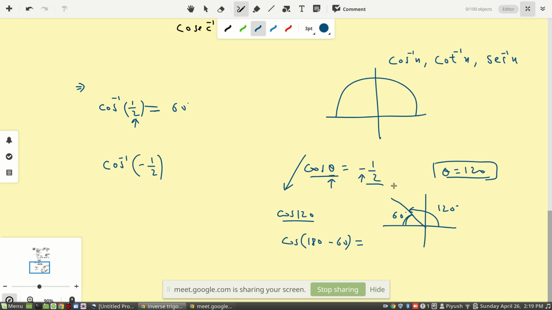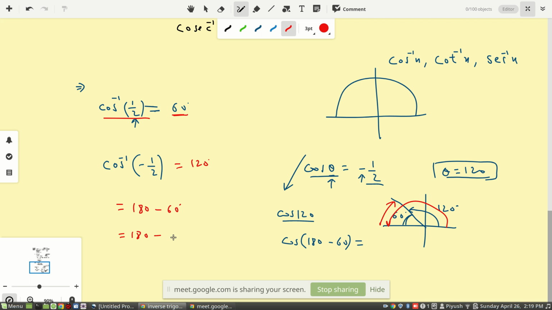Now this 120 degrees, first of all we'll go forward with pi and we'll come back by that theta. So this answer we know is 120 degrees. 120 can also be written as 180 minus 60. Now 60 degrees can also be replaced from here.